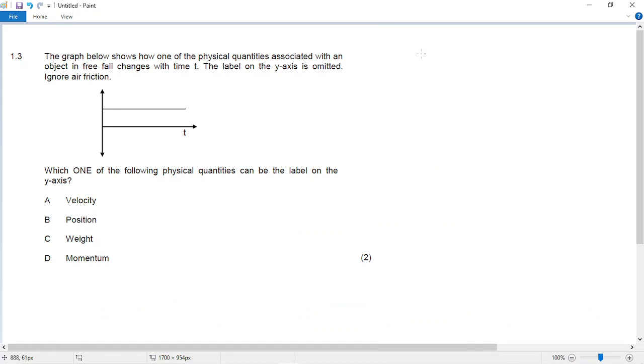Then let's have a look at the next question. 1.3. The graph below shows how one of the physical quantities associated with an object in free fall changes with time t. The label on the y-axis is omitted. Ignore air friction. So, if you think about this, you can suddenly be having an exciting moment and think, oh, look, that looks like the acceleration graph, because we know for an object in free fall, the displacement graph often looks like the shape of the object in motion.